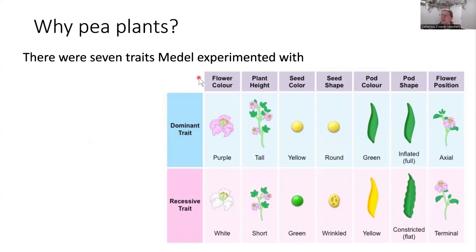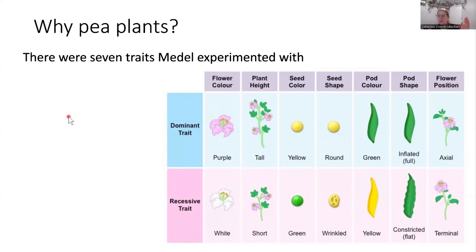First thing he looked at was flower color. There was either purple or white. Plant height, tall or short. Seed color, seed shape, whether or not it was smooth or wrinkly. Pod color, pod shape. Was it smooth or was it bumpy? And then flower position. Axial means armpit. So an axial flower grows in the armpit between a leaf and a stem, and terminal means top. So a terminal flower grows right on the top of the plant.